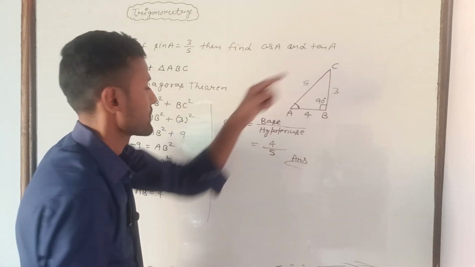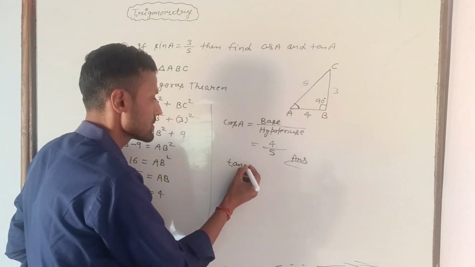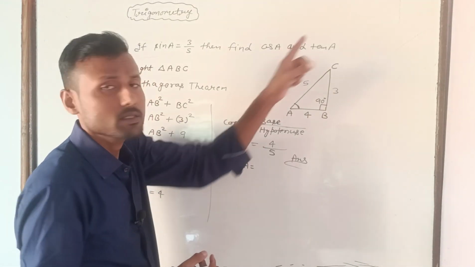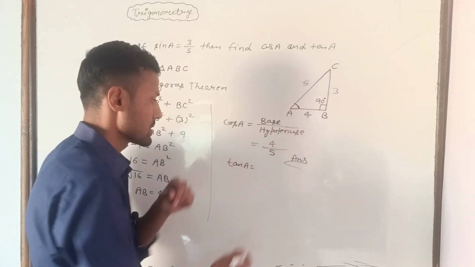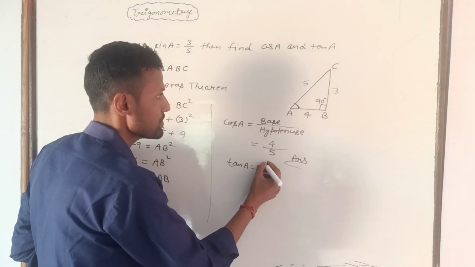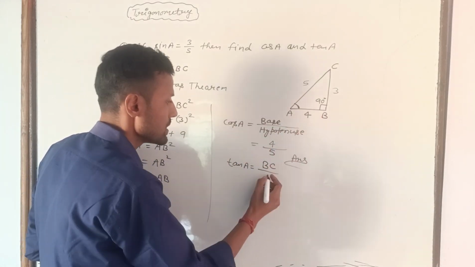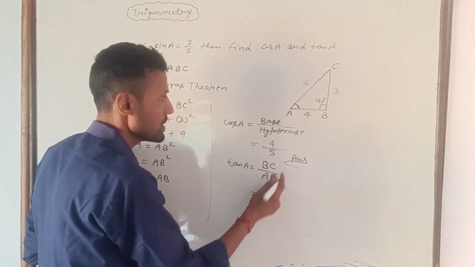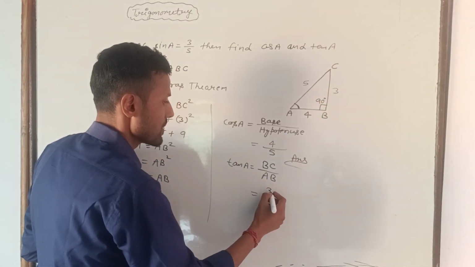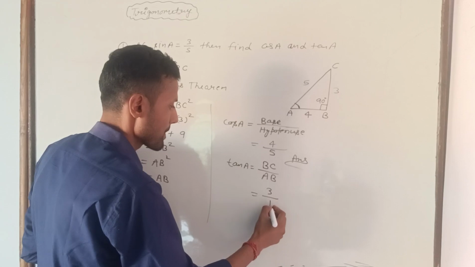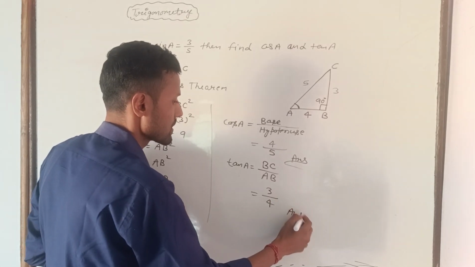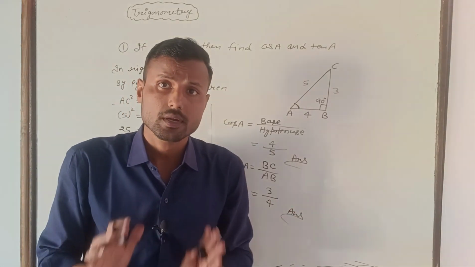Now find tan A. What is tan A? Tan A is perpendicular over base. So perpendicular is BC and the base is AB. The value of BC is 3 and AB is 4, so tan A is 3 by 4. This is the required answer. Okay, I hope you understood it very well.